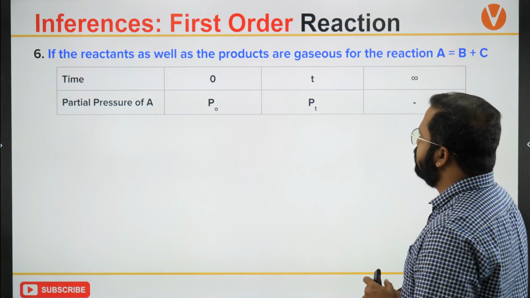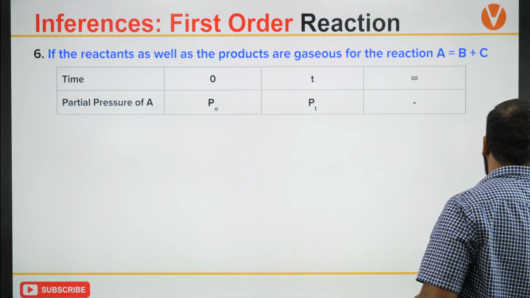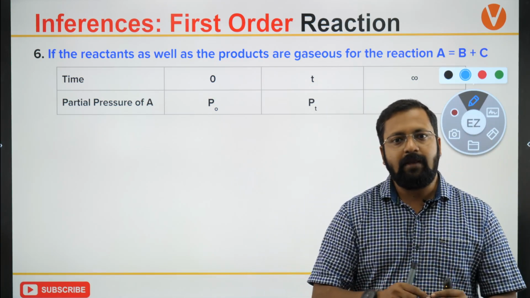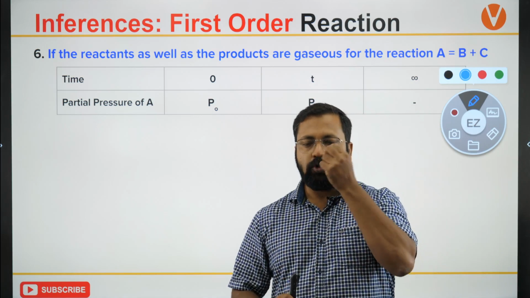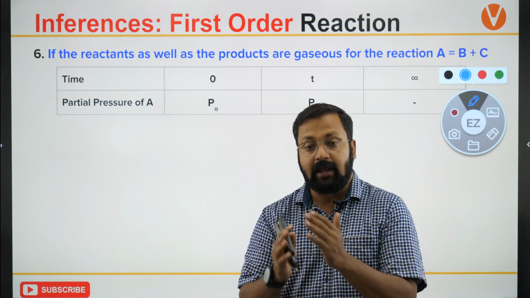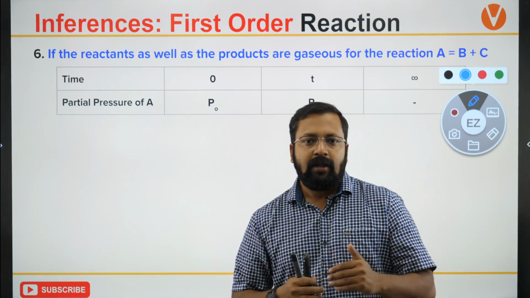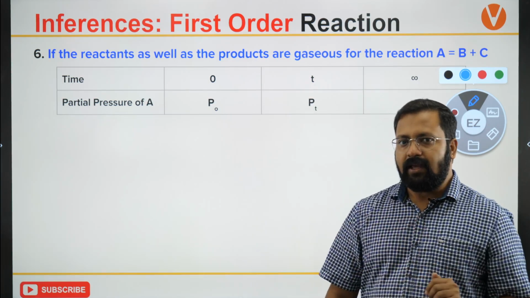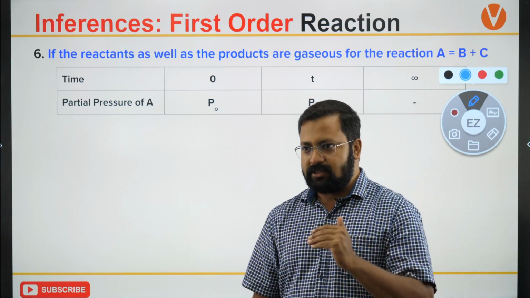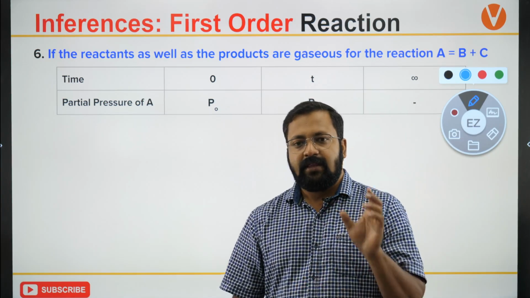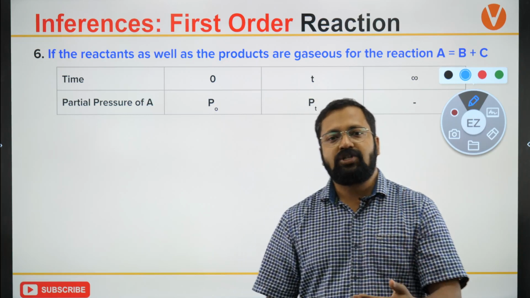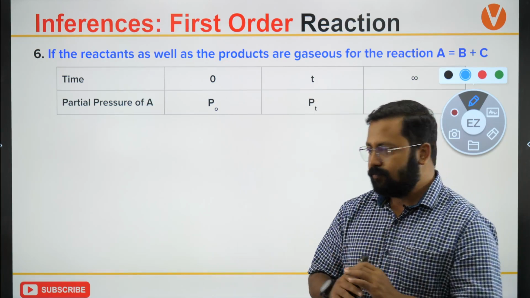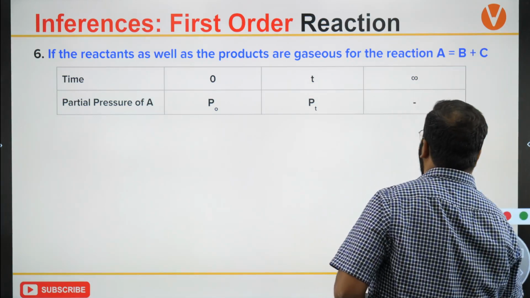The next thing is this. Many a times it happens that the reaction is not taking place in aqueous medium. Usually when a reaction takes place in aqueous medium, we take number of moles by volume to identify concentration. But if the reaction is gaseous, then the pressure or the partial pressure of each component can be utilized as their concentration. So how can we work on this?